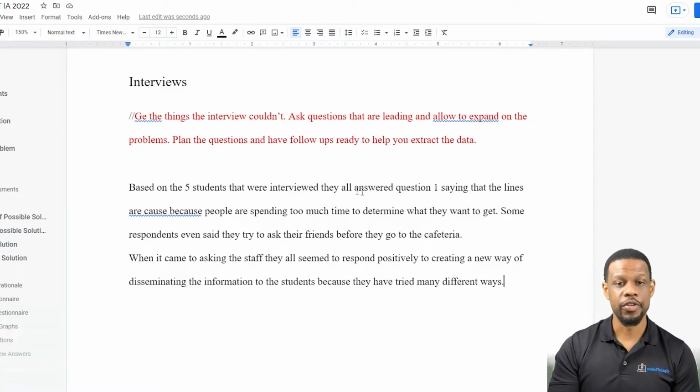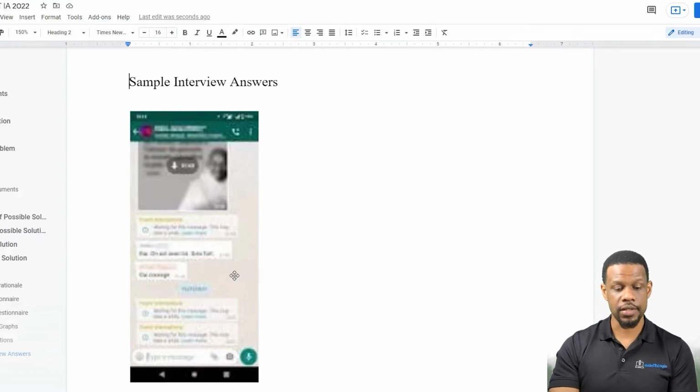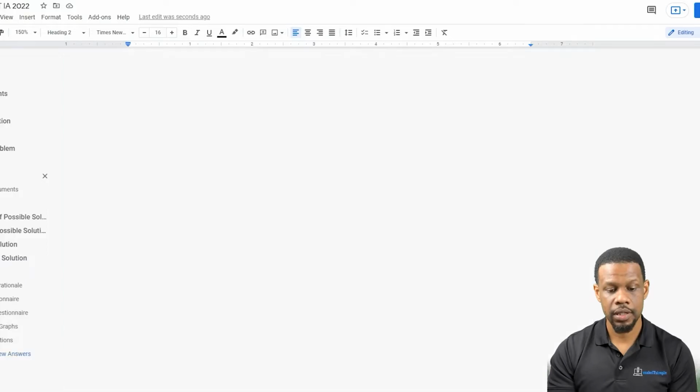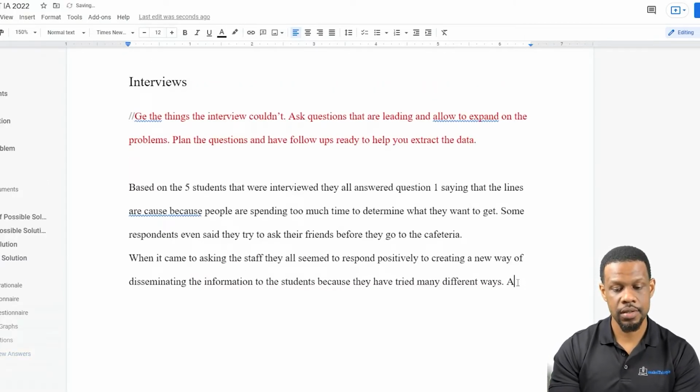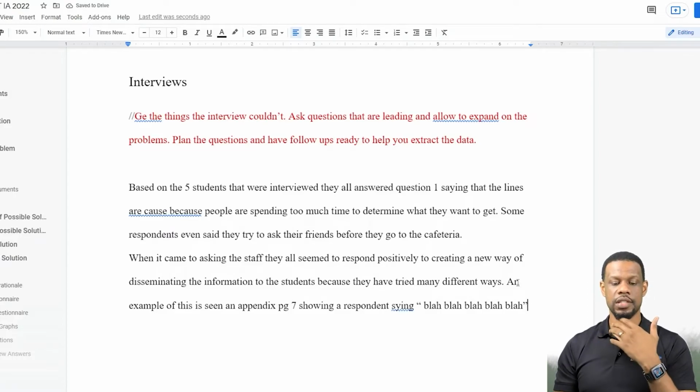Now, the sample responses that you put here could be the ones that show that. So you could tell them, an example of this is seen in appendix, I don't know what page that is in the appendix, page 7, showing a respondent saying, quote, blah blah blah. Right? This will get you some heavy brownie points because it will show that you didn't just draw the conclusion, but you actually have the quote of the statement that they said and the print screen to show it. And if you have the print screen to show it, cool.